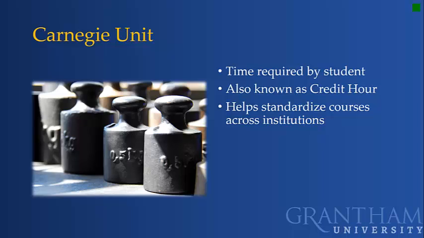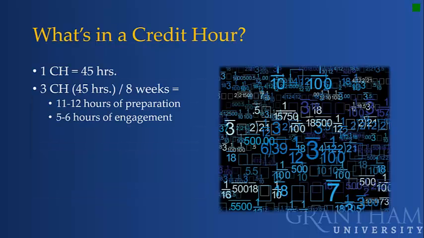At the university level, we measure the time using the Carnegie unit, also known as the credit hour. The Carnegie unit was created to set a standard level of expectation that can be applied across educational institutions and used to compare courses from one to another.